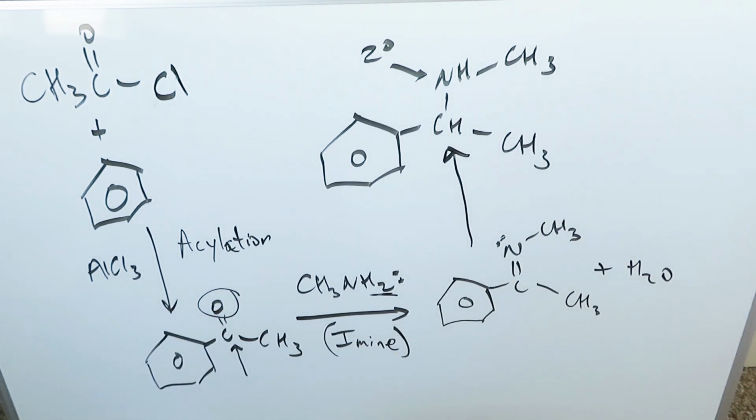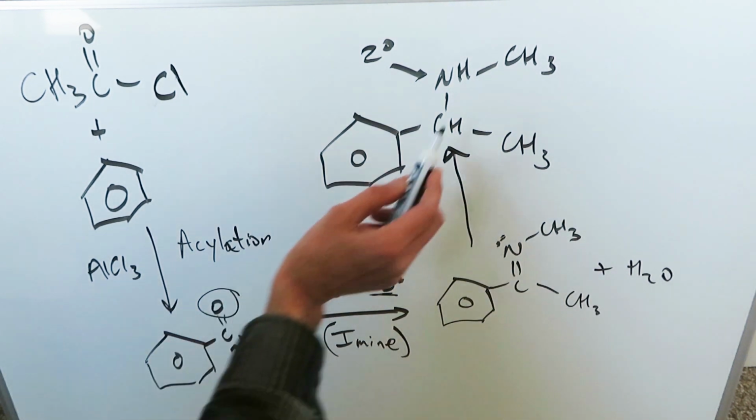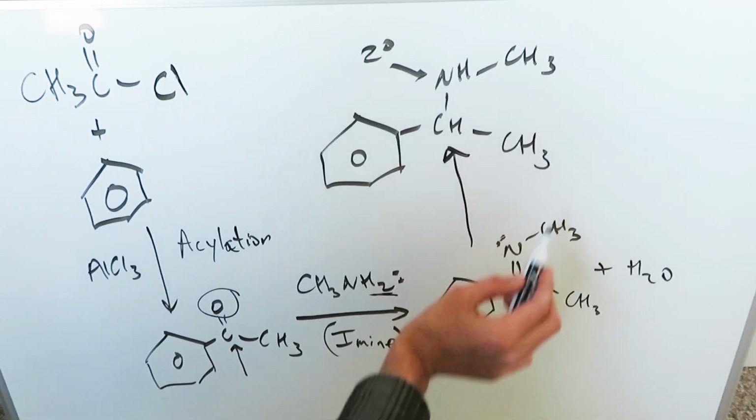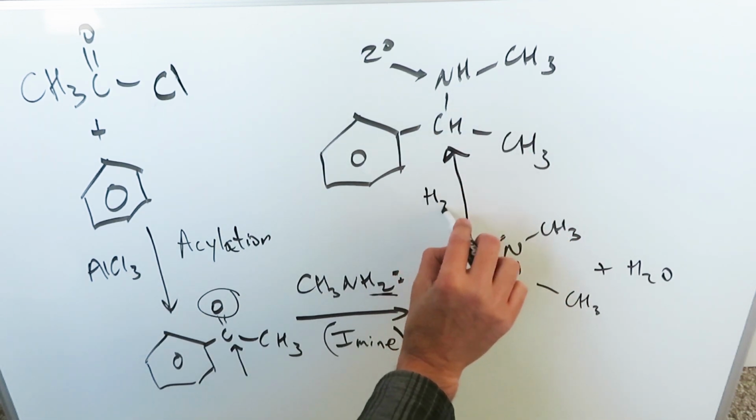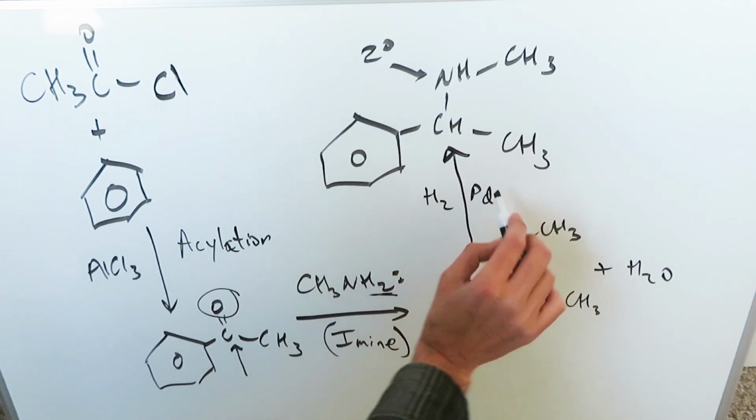In an oxidation reaction, you're bringing oxygen atoms into a molecule. In a reduction reaction, you're bringing hydrogen atoms into the molecule. And look at this, you have a hydrogen over here. What we will do is reduce it in the presence of a hydrogen and a catalyst, a metal catalyst.